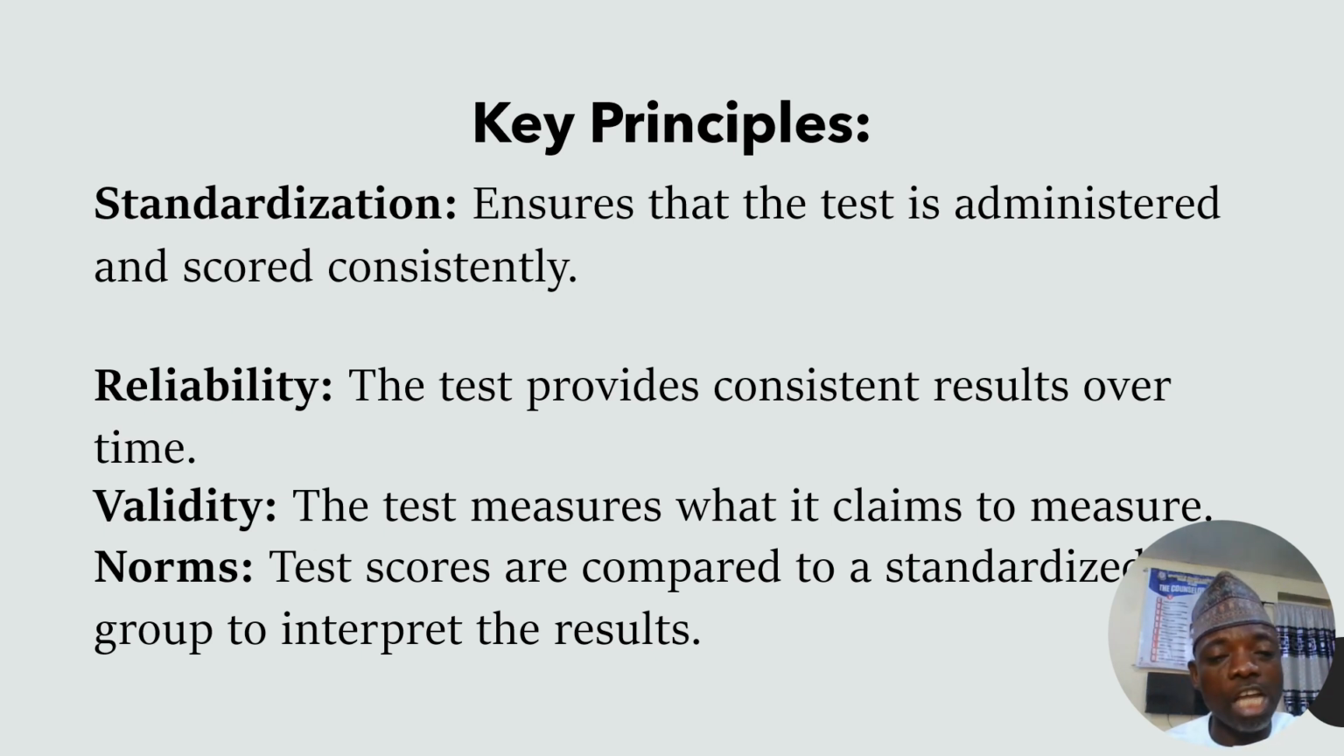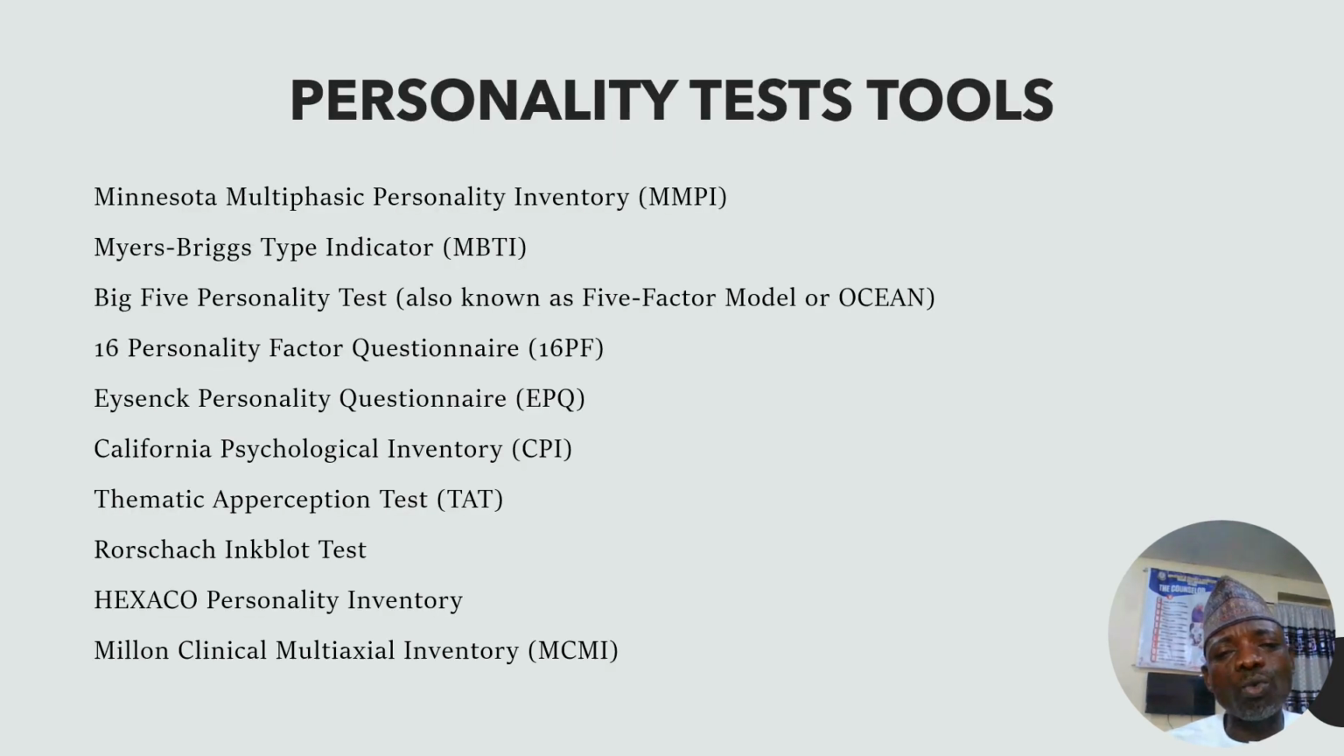And not only this, there is what we call norms. Test scores are compared to a standardized group to what? To interpret the result. This is what is expected. As a behavioral scientist, you need to take a look at these things. These are the things that will make your instrument acceptable, valid, and reliable. So with this, I believe whosoever wants to go for it may get it correct.